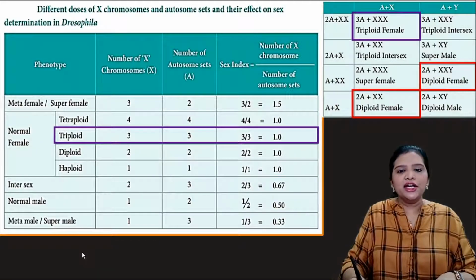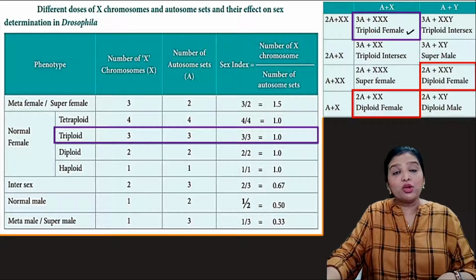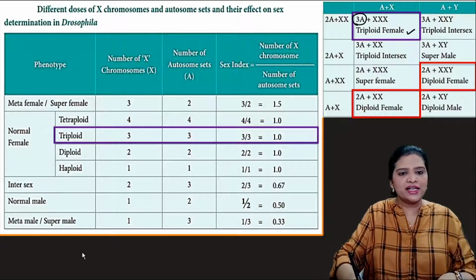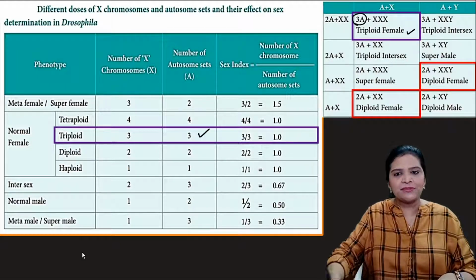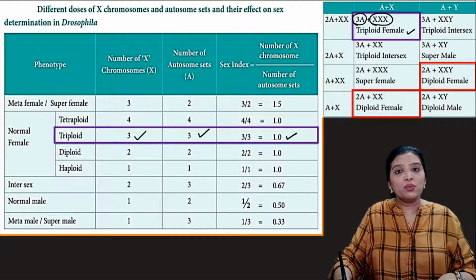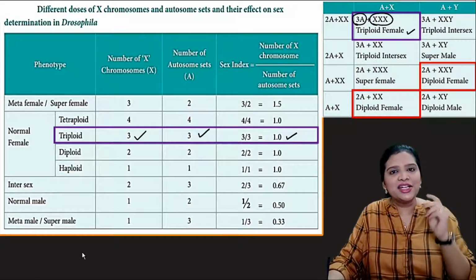Then, the third option here. Look here. If the organism is a triploid female, how do we say this is a triploid female? Here, it has 3 sets of autosomes. So see here, the number of autosome sets is 3. How many X chromosomes? 3 X chromosomes. So 3 divided by 3, again 1. Since it is 1, this is also called a female. Now, we call this a triploid female.